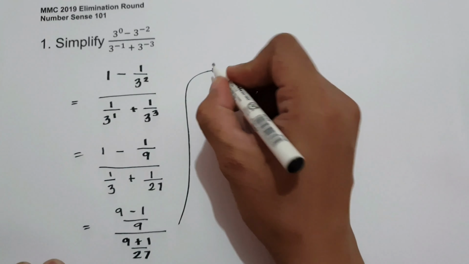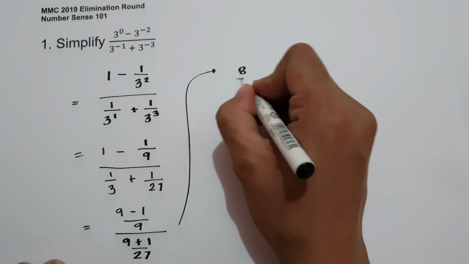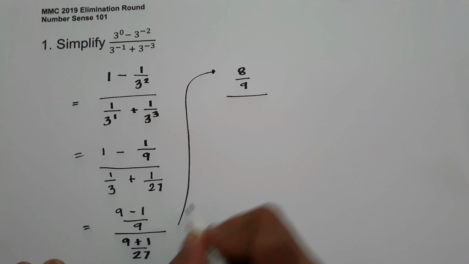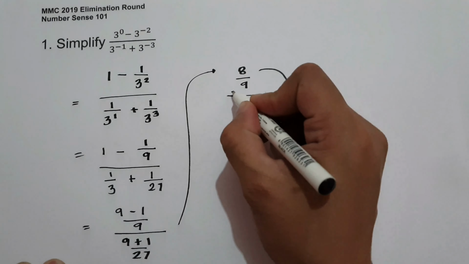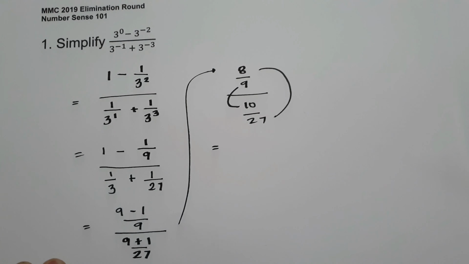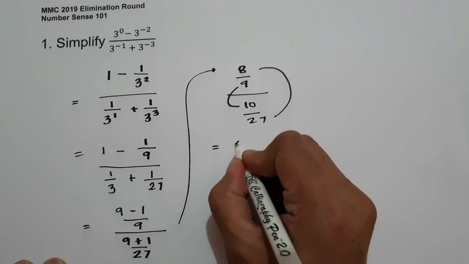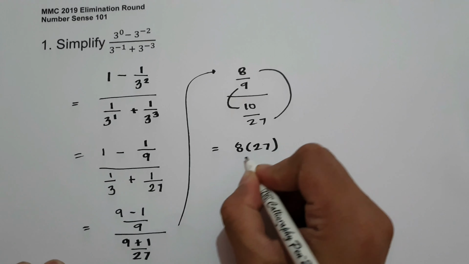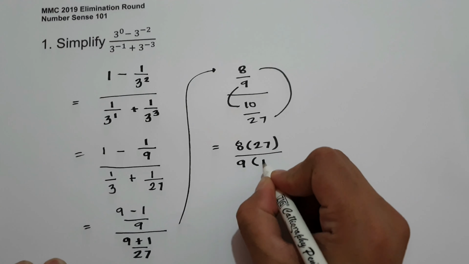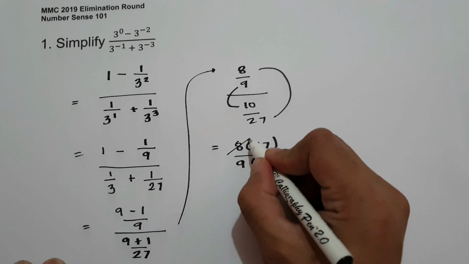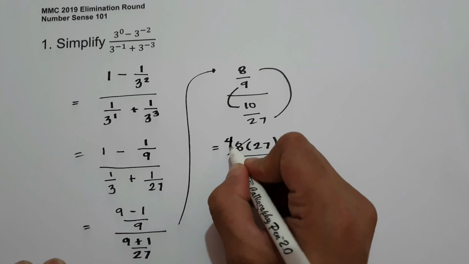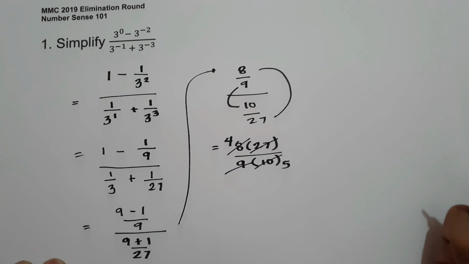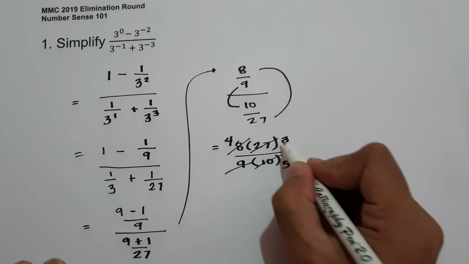And to simplify, we have 9 minus 1, that is 8, over 9, divided by 9 plus 1, that is 10, over 27. So let us multiply 8 and 27, and then 9 and 10. We have 8 multiplied by 27 over 9 times 10. We can cancel 8 and 10 because they are divisible by 2. So 8 becomes 4 and 10 becomes 5. And we can also cancel 27 and 9 because they are divisible by 9. So 27 becomes 3 and 9 becomes 1.